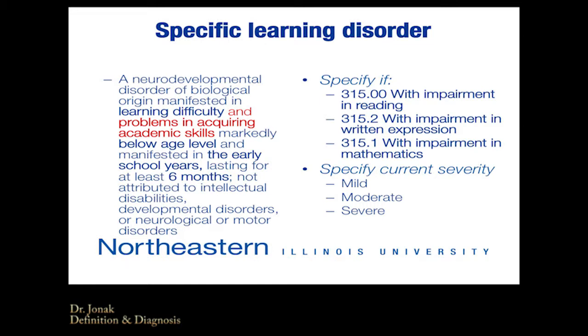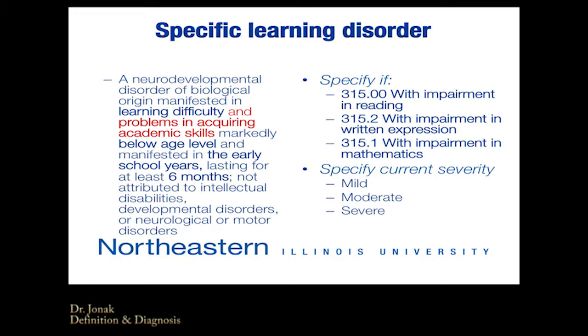So once a child or a person qualifies for specific learning disorder, it has to be specified in what area. It could be either with impairment in reading, with impairment in written expression, or impairment in mathematics. So these are the qualifiers. And this is the most recent criteria as of few months ago, because that's when the DSM-5 was revised. Before, learning disability had a little bit different definition.